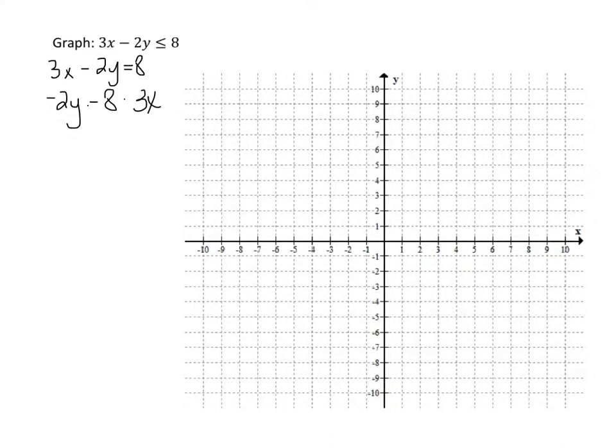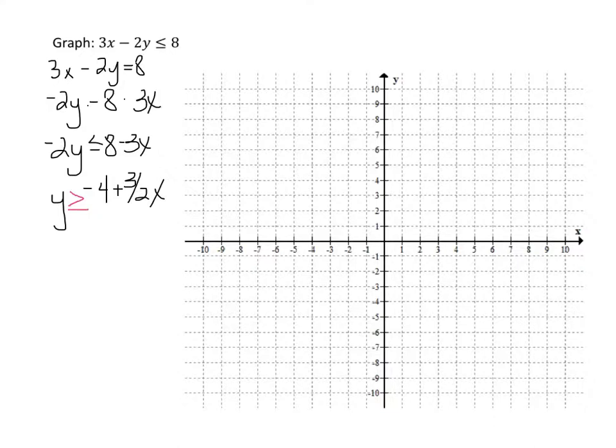Solve this equation for y. Now, you're going to have to go back to the inequality, and I'll show you why. To isolate y, you'll have to divide by -2 on both sides. And anytime you multiply or divide by a negative value, your inequality sign changes. Once you have this, you can graph.